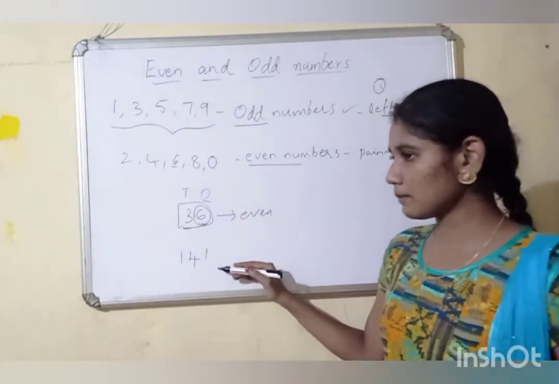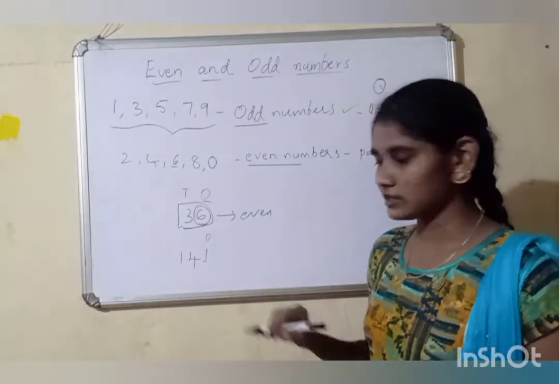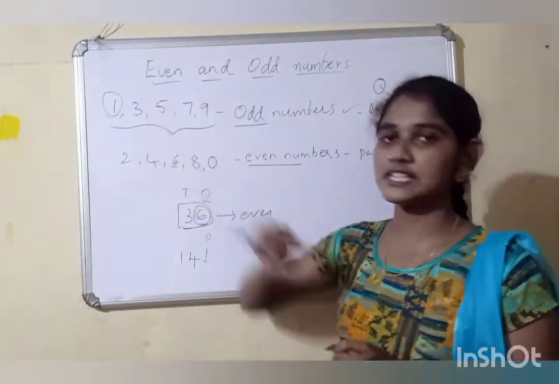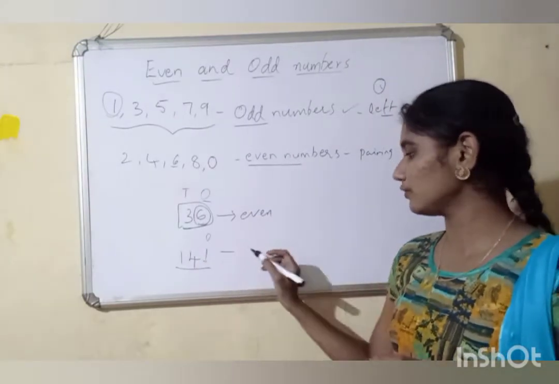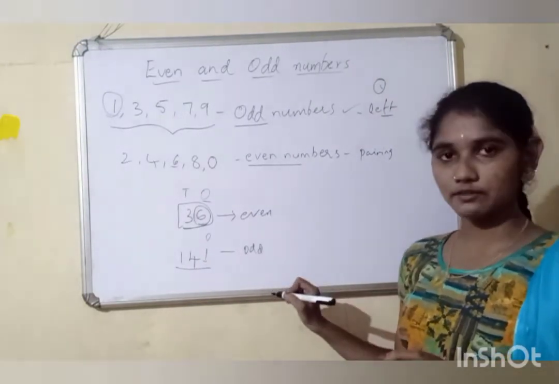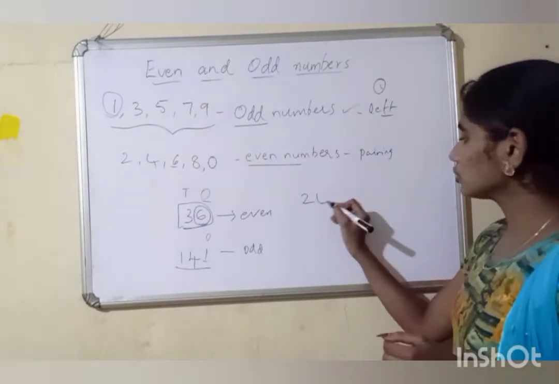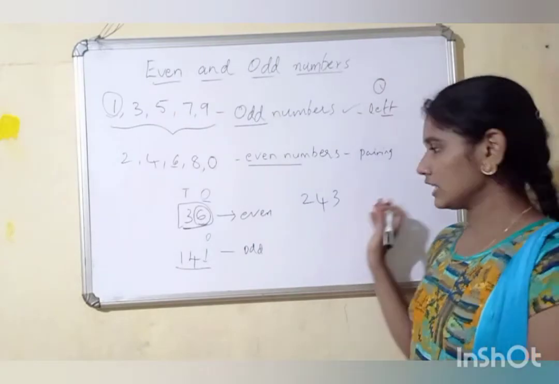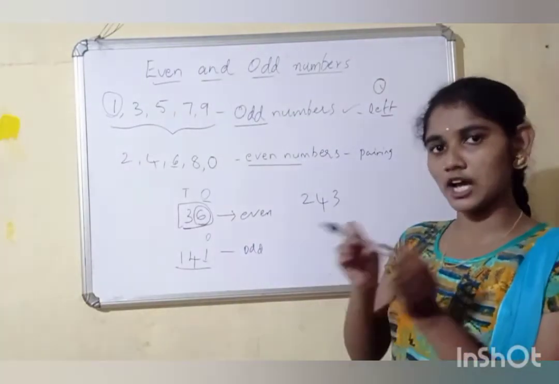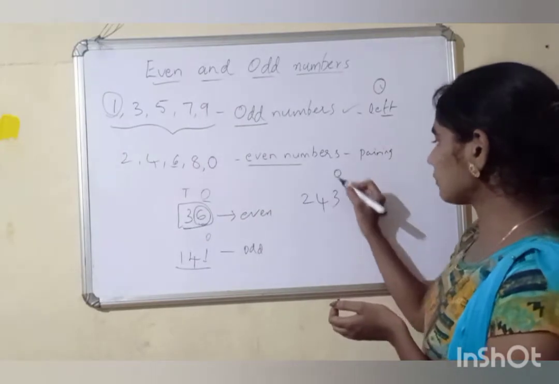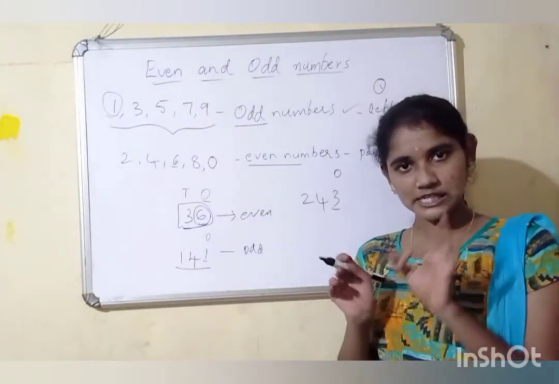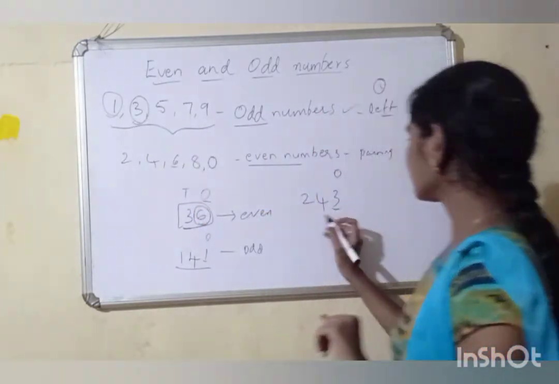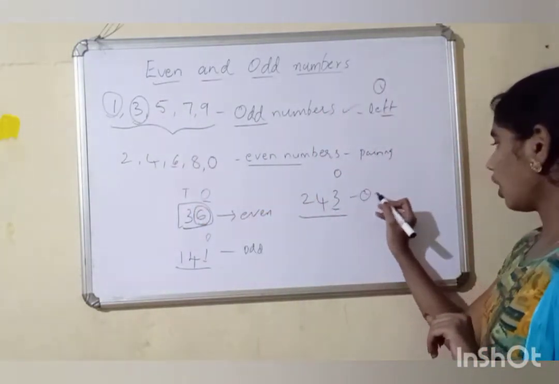Then if you see the number 141, you will see the ones place. The ones place digit is 1 here. 1 is an odd number. So the entire number 141 will be odd. Likewise, let us see two more examples. 243. We don't need to take 243 sticks or 243 tamarind seeds and make pairs. We simply see the ones place digit. The ones place digit is 3. 3 is an odd number. So the entire 243 is an odd number.